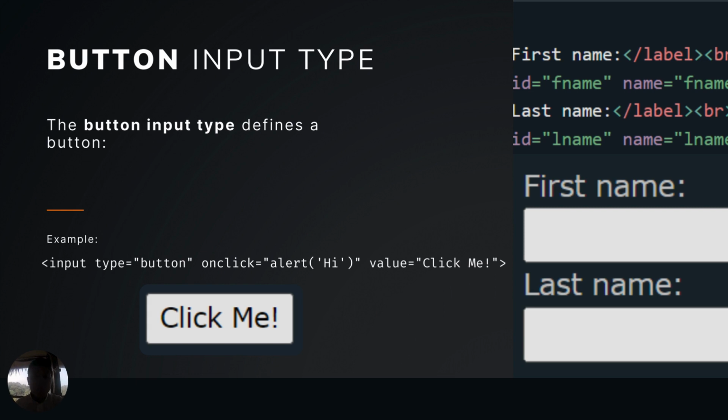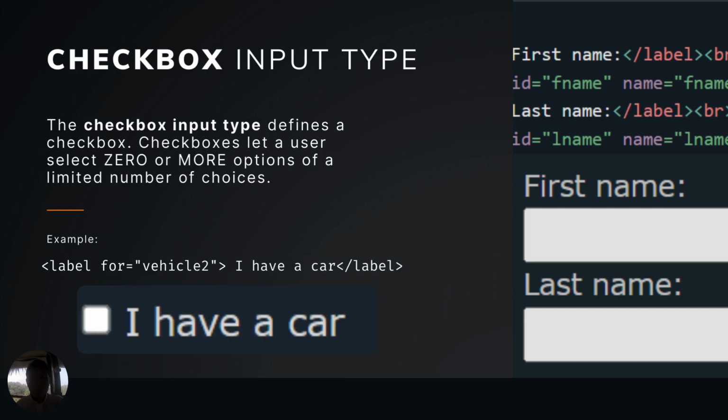And then we have the button input type, which defines a button, of course, and you can make it just by typing input with the type property as button and the value, click me, and you'll get this. And then there is the checkbox input type, which lets a user select zero or more options of a limited number of choices. For example, label for vehicle 2 is I have a car, and you'll get this.